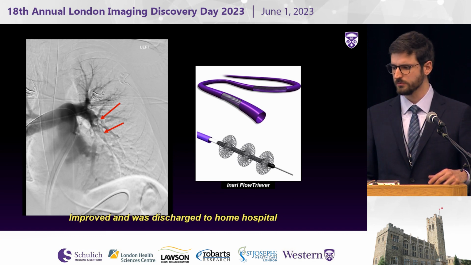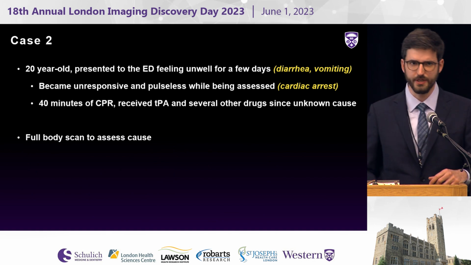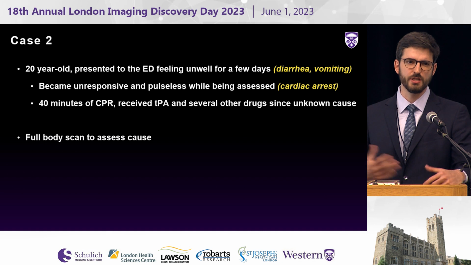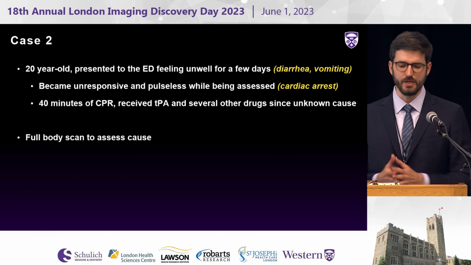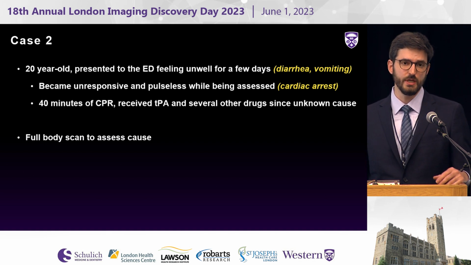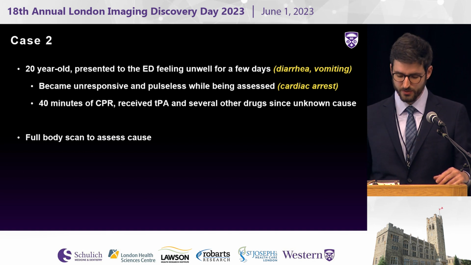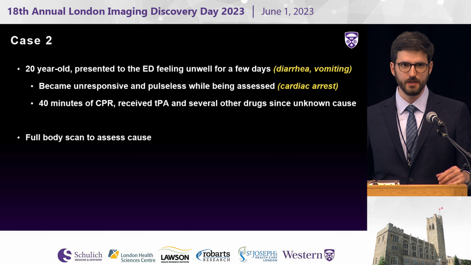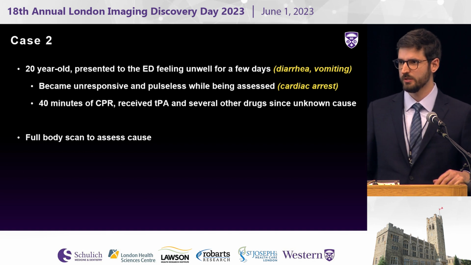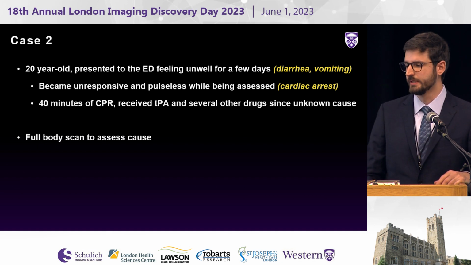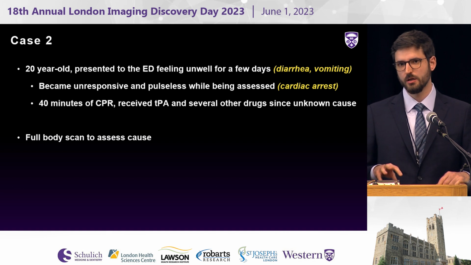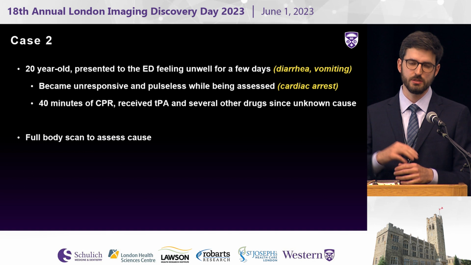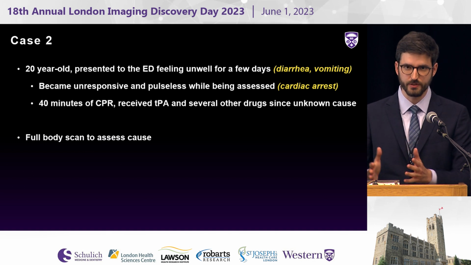In this other case, a 20-year-old presented to the emergency department just feeling unwell. She had diarrhea, abdominal pain for the past few weeks. 2 months before she presented to the emergency department, she broke her foot, so she wasn't moving a lot, and she was on the birth control pill. So while she was being assessed in emergency, she became unresponsive, pulseless. She had a cardiac arrest in front of the doctors.